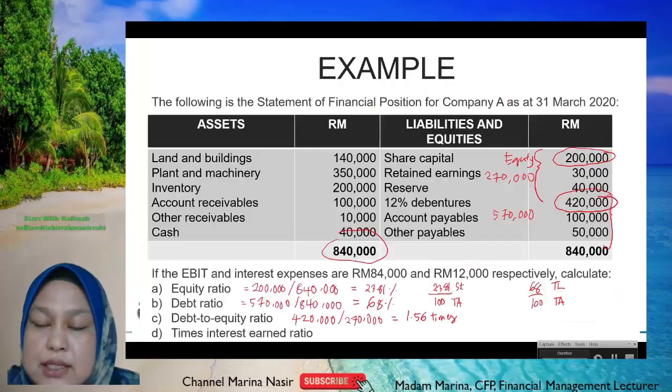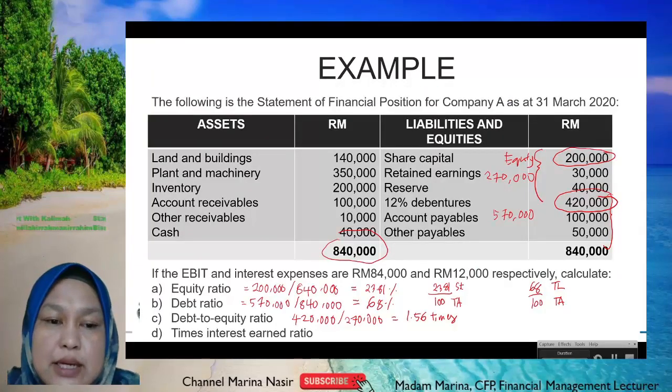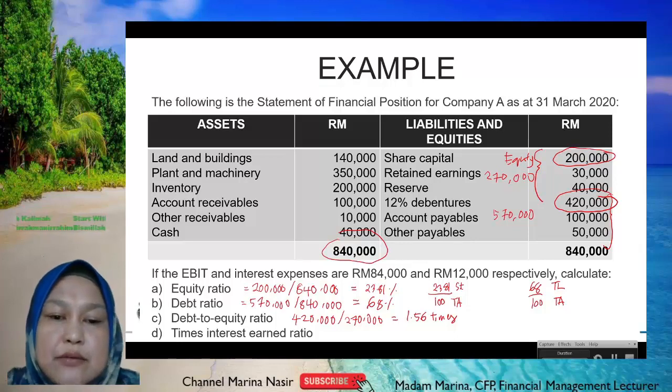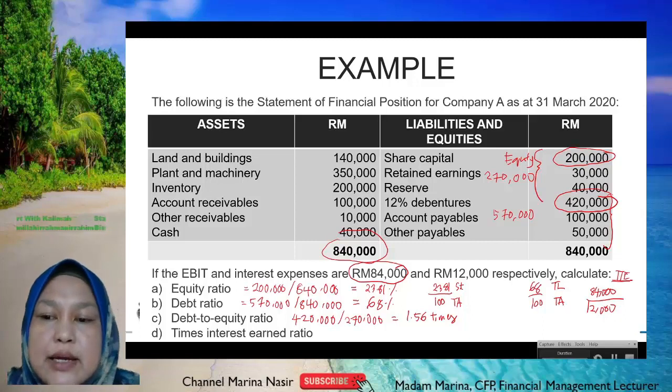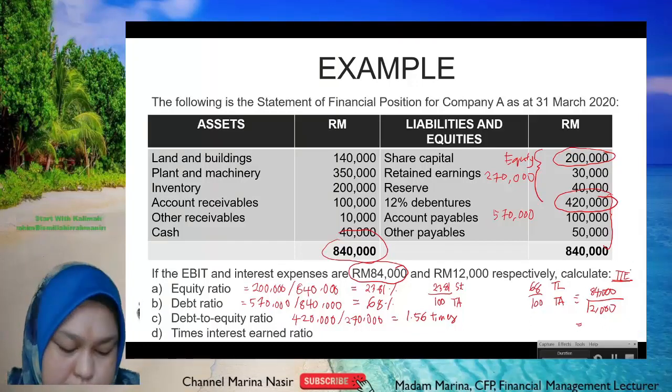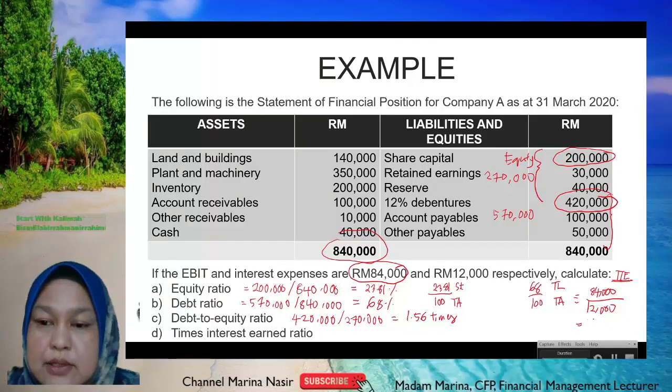Alright. So, how to calculate EBIT? Or EBIT is already given for you. 84,000 divided by interest expenses 12,000. Okay, this is all for calculating time interest earned, TIE. Okay, what is our answer here? We get 7 times.